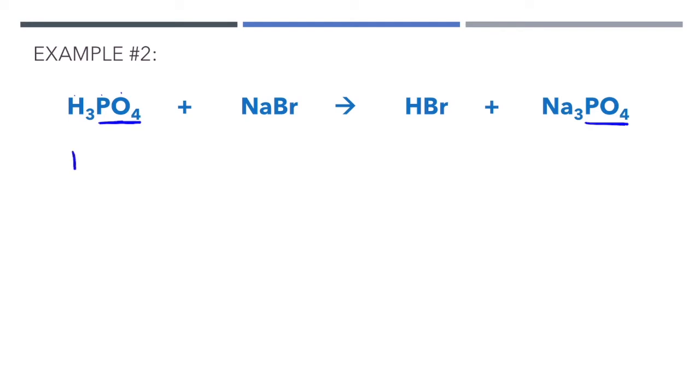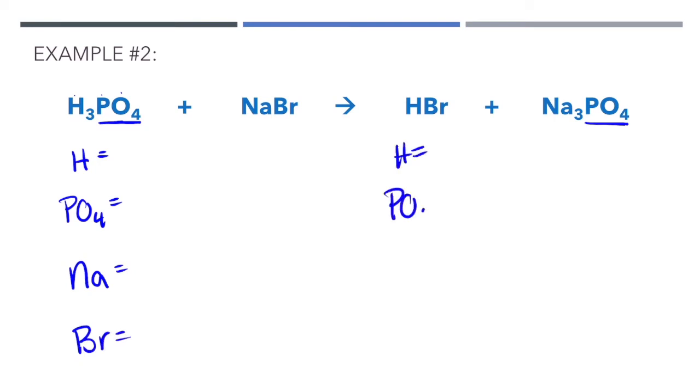All right, so when I make my list now, I'm going to have hydrogen, the phosphate polyatomic ion, sodium, and bromine. Now I'm going to do my initial count. So I've got 3 hydrogens, 1 phosphate polyatomic ion, 1 sodium, and 1 bromine. And on this side, I've got 1 hydrogen, 1 phosphate polyatomic ion, 3 sodiums, and 1 bromine.